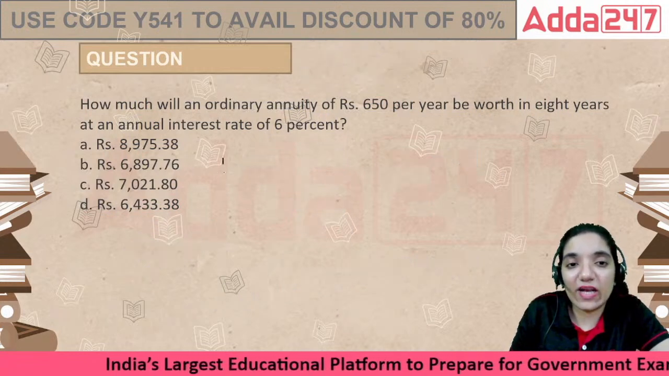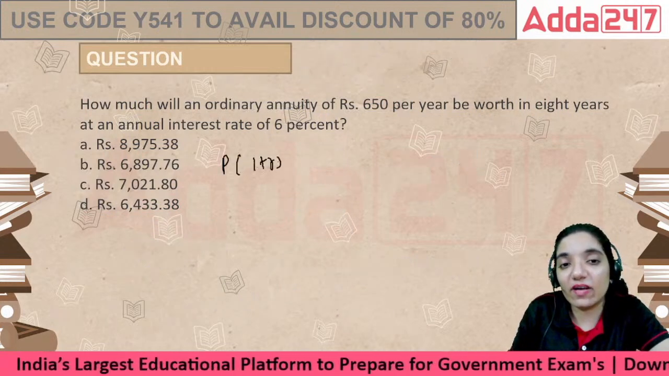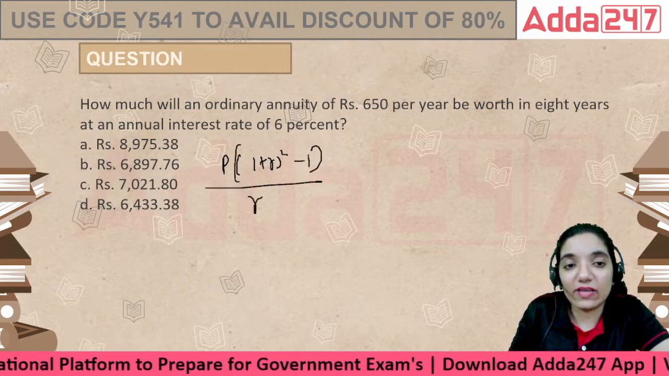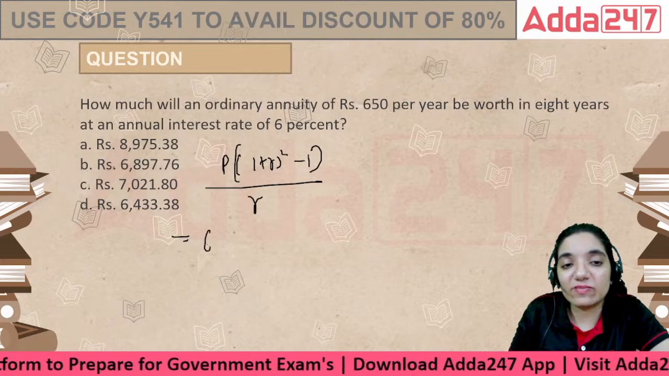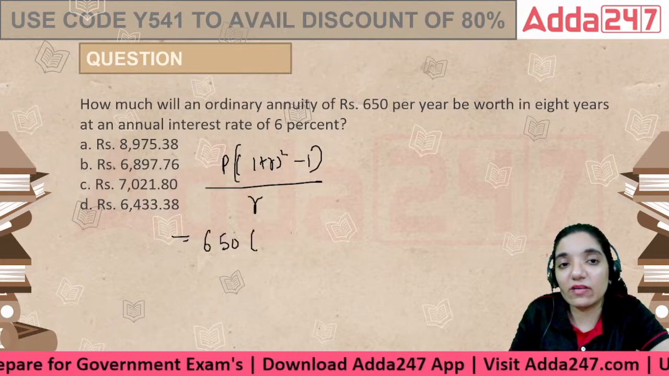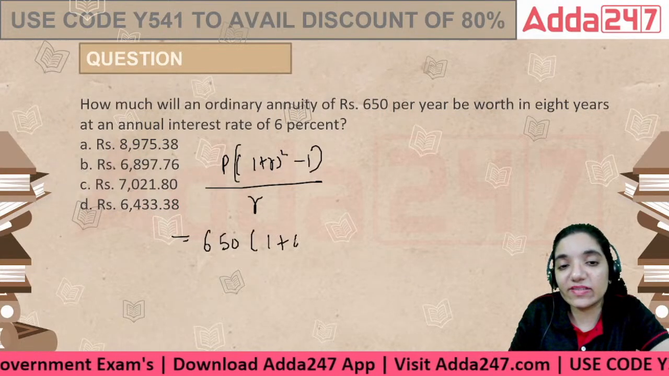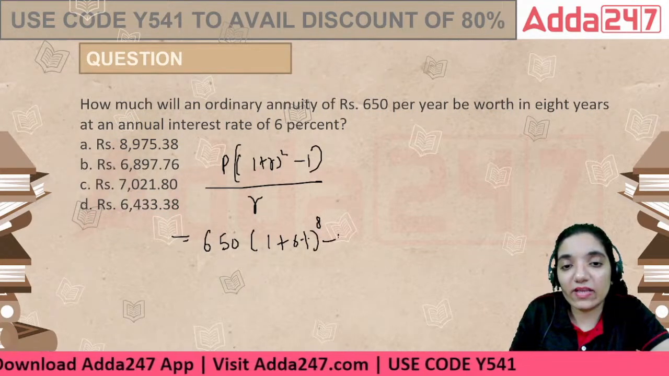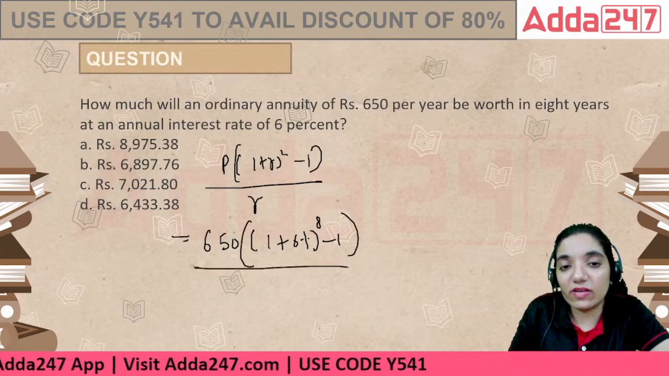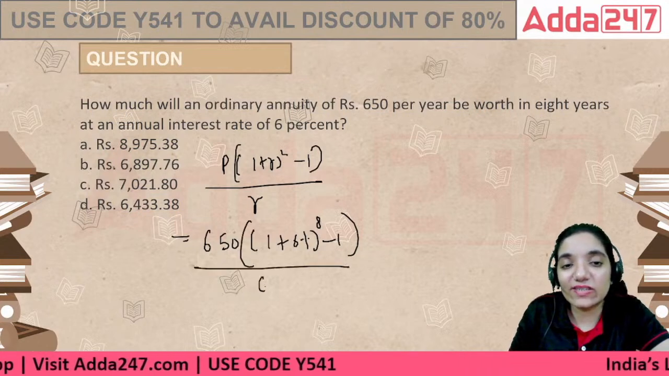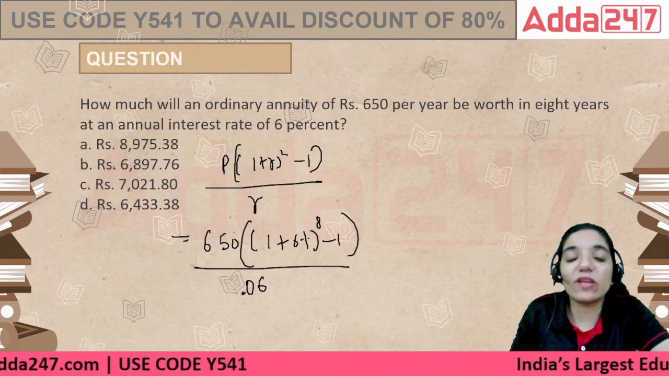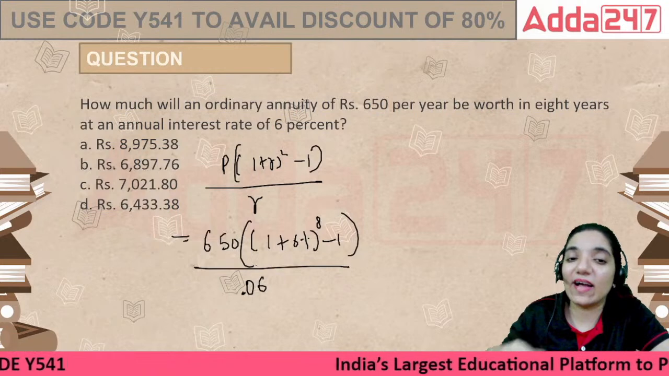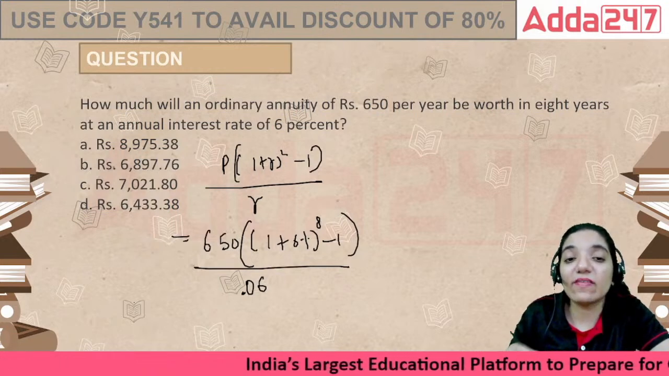Now let's find out the answer, that is P times (1 plus R raised to power n minus 1) divided by R. The ordinary annuity is basically 650 rupees per year. Then it is 1 plus 6% raised to power 8 minus 1, divided by the rate, which was 6%, so it is going to be 0.06. Now calculate the question and find the answer. This will help you to find the correct value.